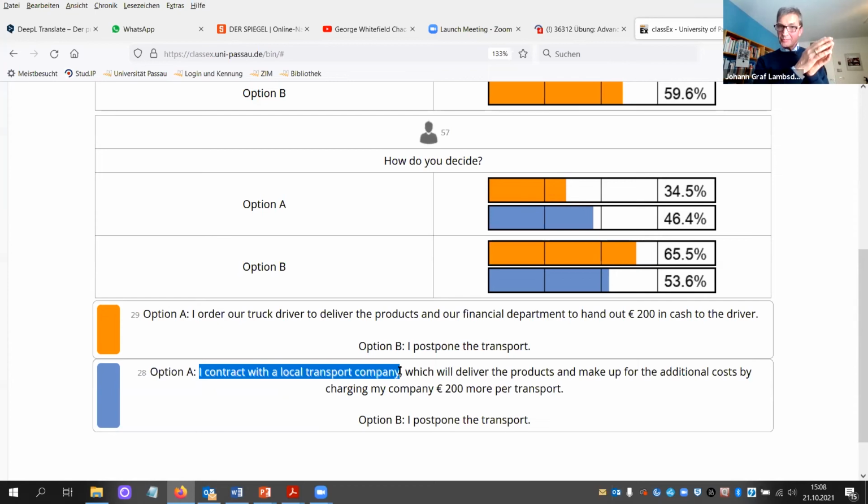And this local transport company delivers the products, and for your bookkeeping, they supply you only with a gross value of the service that they delivered. So they will add on the costs to the service, and they will give you a gross receipt for what they did. And this is something you can easily hand over to your financial department. And you can even claim to be ignorant about the fact that 200 euros had to be paid. Now, morally, there is no difference. However, you see that now half of you were happy with this new option A.